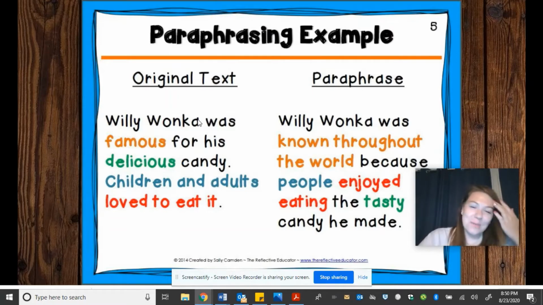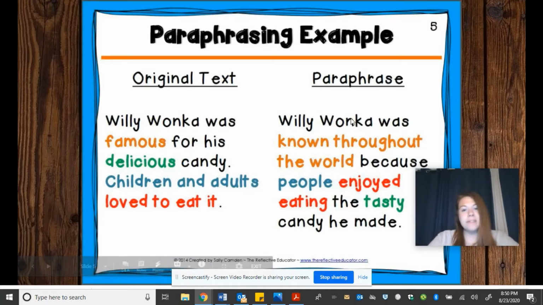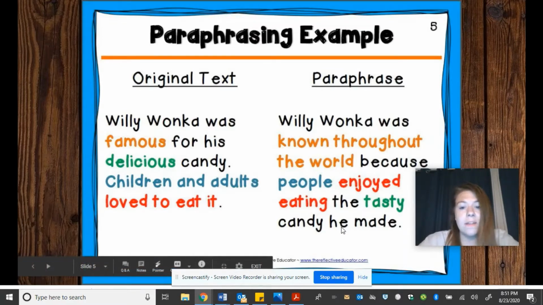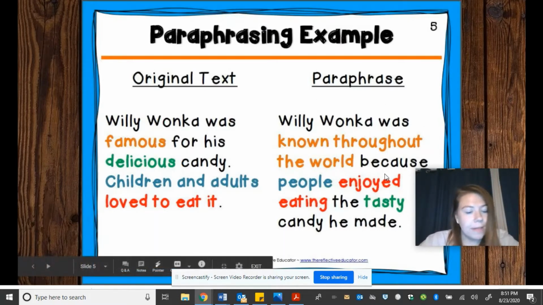Willy Wonka was famous for his delicious candy. Children and adults love to eat it. So we're going to paraphrase that. We're going to say the exact same thing, but we're going to say it in our own words. So we might say, to paraphrase, Willy Wonka was known throughout the world because people enjoyed eating the tasty candy he made. All right? So notice, I've used different words. I've said it differently, but I essentially said the same thing.